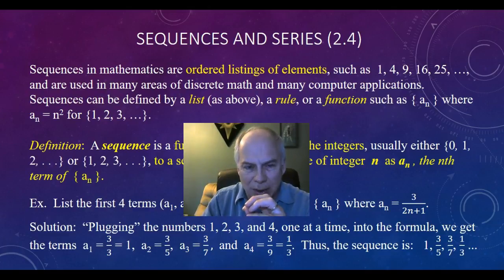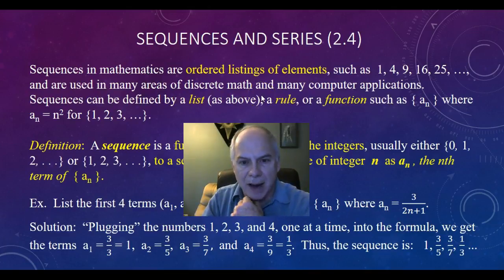All right, so sequences in mathematics are ordered listings of elements. Elements could be anything, numbers or other non-number elements. But most of the time we'll be looking at elements such as, here's a sequence, 1, 4, 9, 16, 25, etc. And you probably recognize those as the perfect square numbers. But sequences are used in many areas of discrete math and in many computer applications.